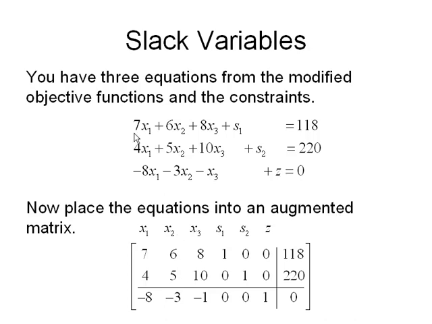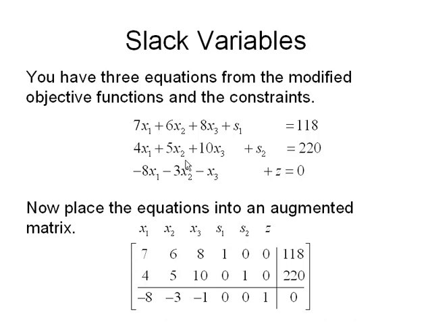I've taken that 7x sub 1 plus 6x sub 2 plus 8x sub 3 plus s1 equals 118, and I've put it into the first row of my augmented matrix as 7, 6, 8, 1, 0, 0, 118. Notice how I've listed out all my variables up above so I can keep track of which coefficients went with which variables. The two zeros in the last two places are there because that first equation did not have an s sub 2 or a z in it.